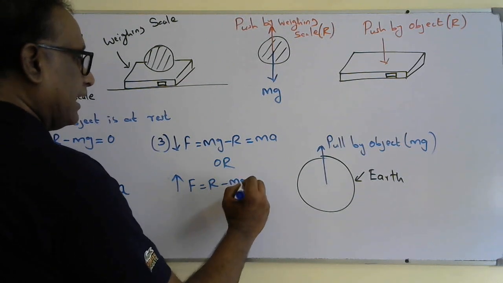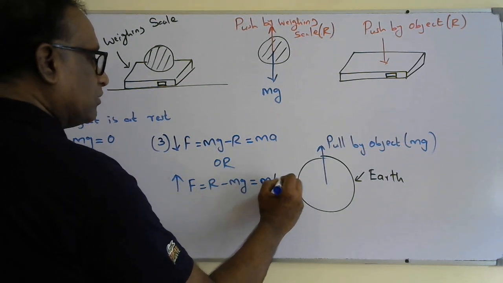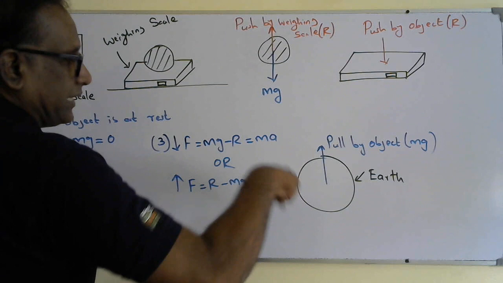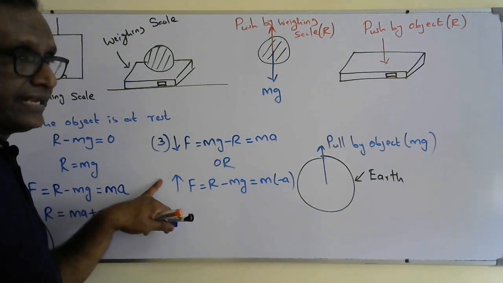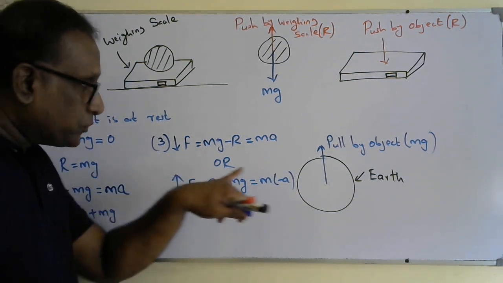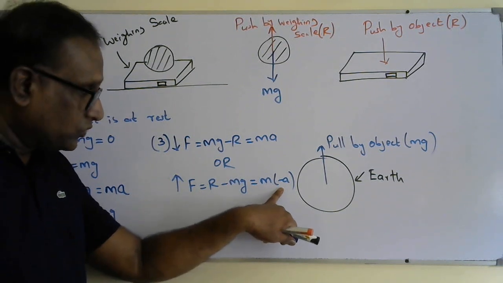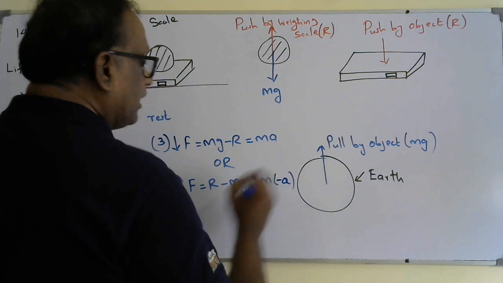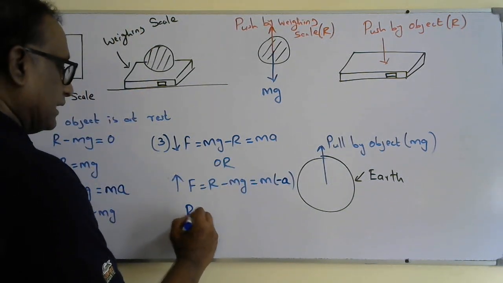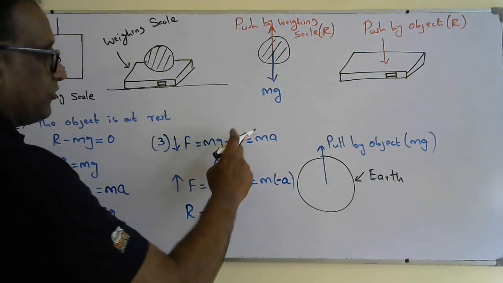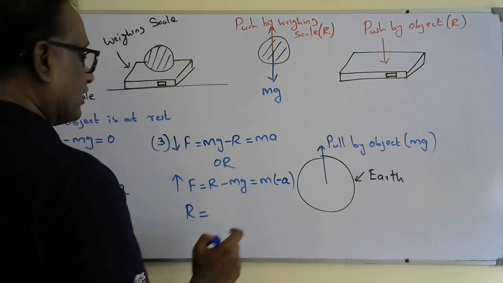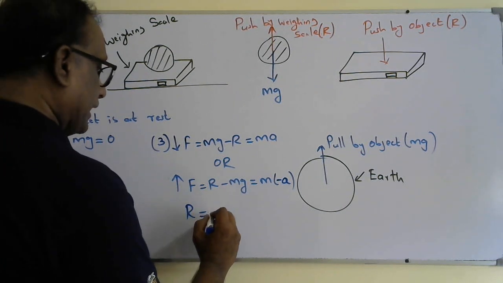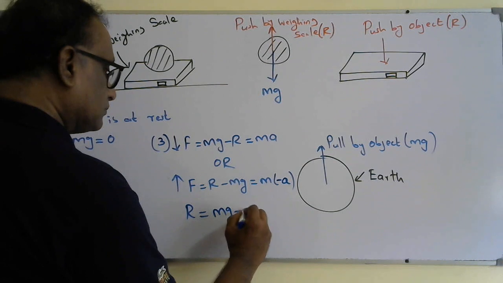minus mg equal to m into minus a, because acceleration should be downwards because it's decelerating. Moving upward, acceleration should be opposite to the velocity, downwards, so it should be minus a. Either way you can write. So when you make the R subject in any of these equations, it will become mg minus ma.